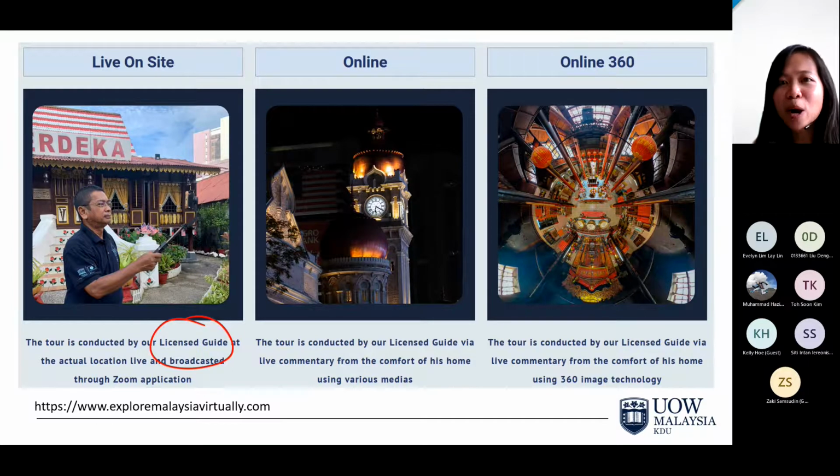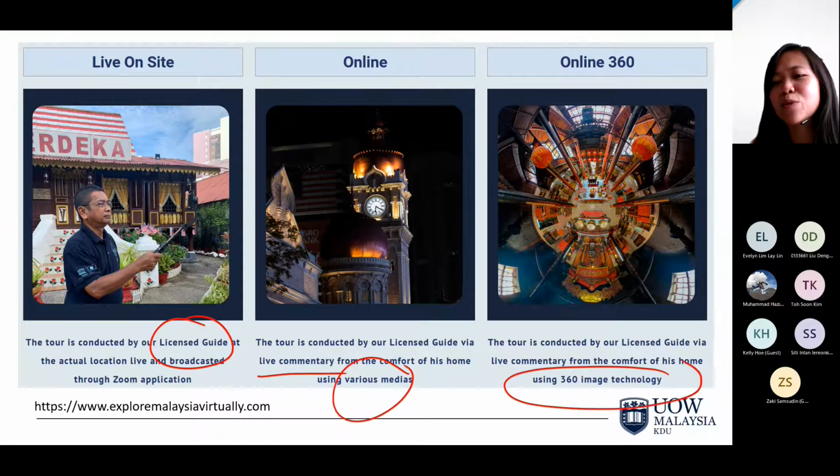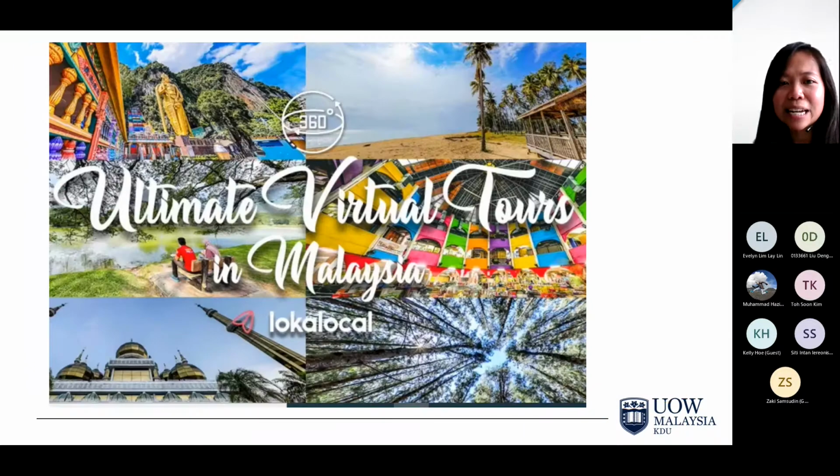Or the tourist guide will just give a live commentary from the comfort of his home, using different media to help you know a particular destination better. There is also another way, an online 360, where they use 360-degree image technology to help you explore that place. So potential tourists can choose which type of virtual travel they like in exploring Malacca, for instance.